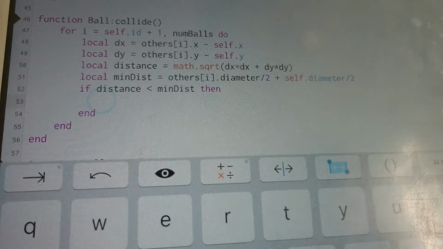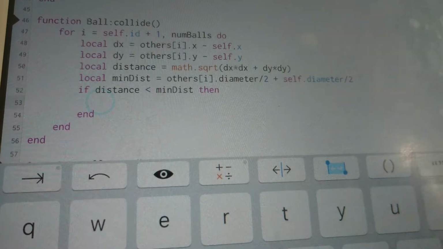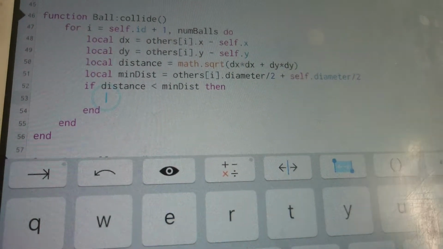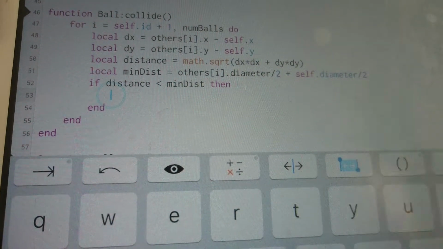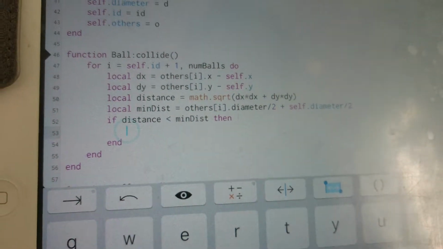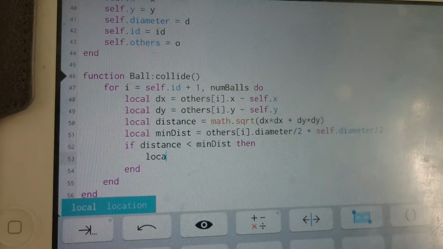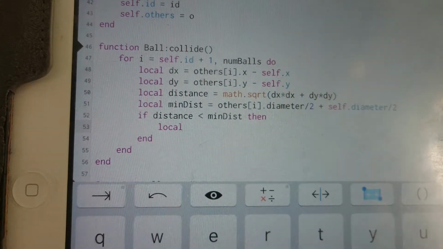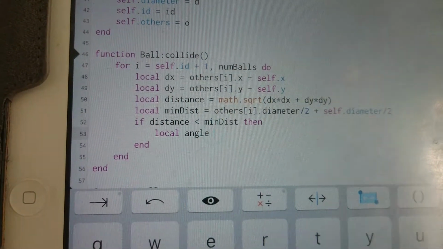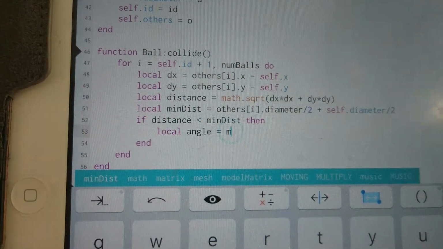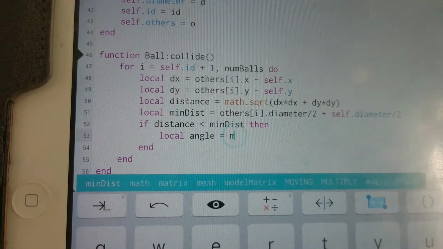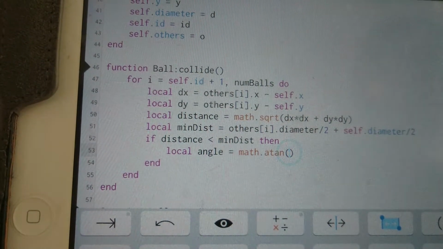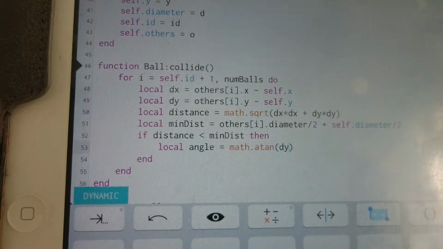Then they are overlapping and I want them to collide. Okay, so first I have to calculate the angle. This is where some trigonometry comes in. I'm going to use inverse tangent here: math dot atan2. I'm going to say dy and dx.